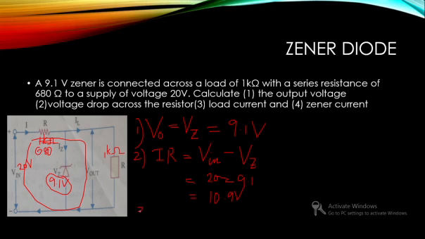Now let us consider the third question, the load current, that is IL. How do you get IL? We know the load resistance and the output, so you just have to take V out divided by the load resistance. V out is already determined, that is 9.1, divided by RL, which is 1 kilo ohm, so 1 into 10 raised to 3. Taking this as milli, it is 9.1 milliampere. Very easy.